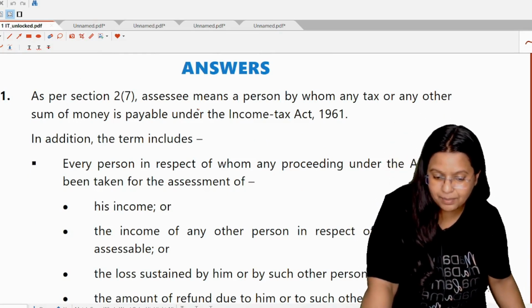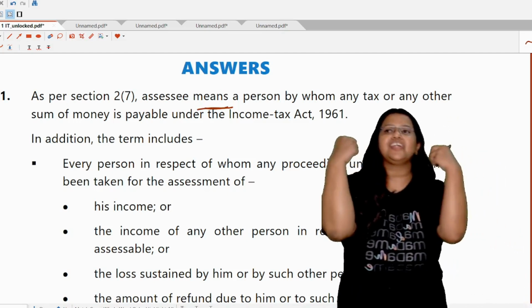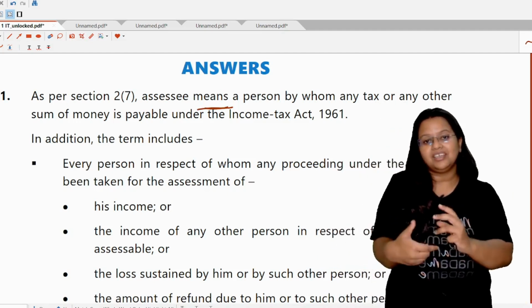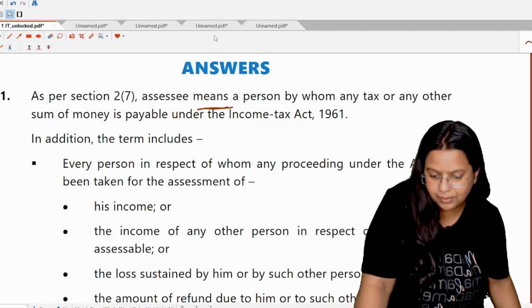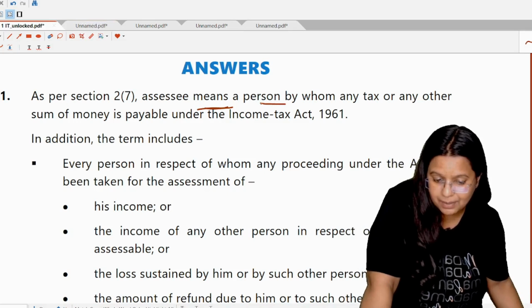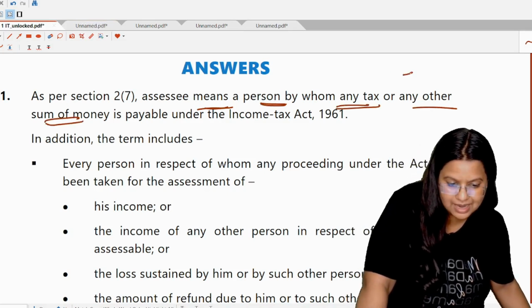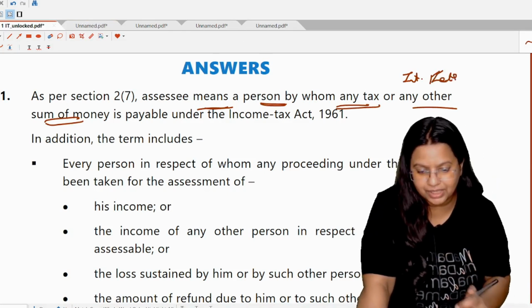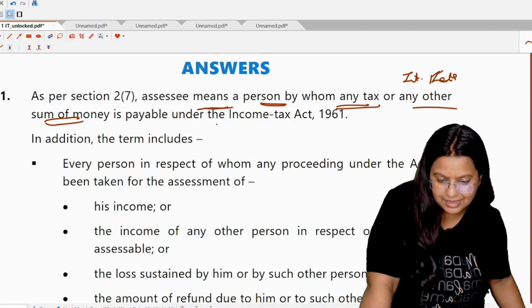An assessee means a person by whom any tax or any kind of payment is to be made under the Income Tax Act 1961. As per the definition in Section 2, clause 7, assessee means a person by whom any tax or any other sum of money, like interest, late fee, penalty, any kind of money, is payable under the Income Tax Act 1961.